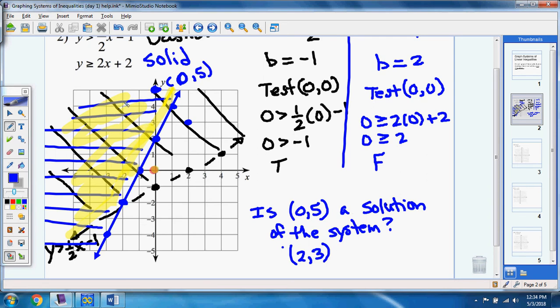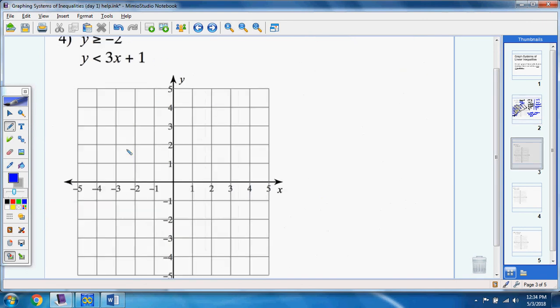So the area of solution, the highlighter, is really the key. If the point is in the highlighted stuff, then it's true. Yeah, that's a solution. But if it's not in the highlighted stuff, it would not be a solution. All right, so let's talk about this one.